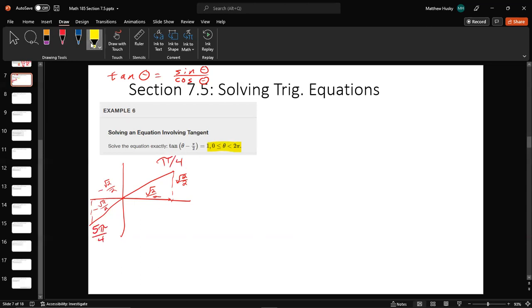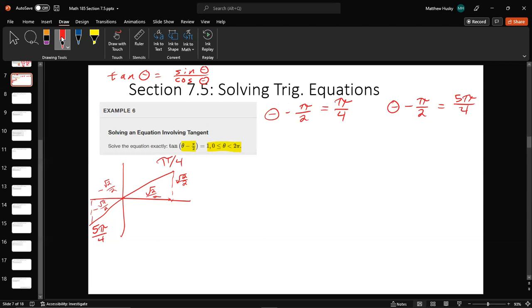So the stuff inside, theta minus pi over 2, is equal to these two values. So theta minus pi over 2 is going to equal either pi over 4, or the other possibility is theta minus pi over 2 equals 5 pi over 4. So we got rid of tangent and we cracked open the trig function, found the angles that whatever is inside it would have to be equal to.